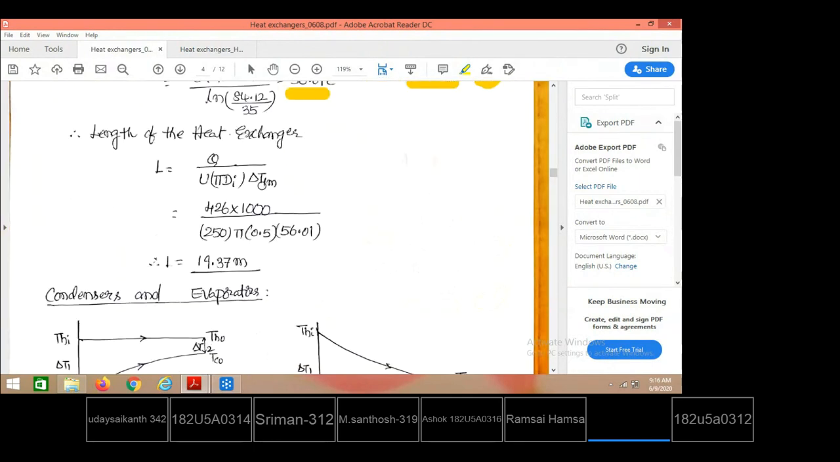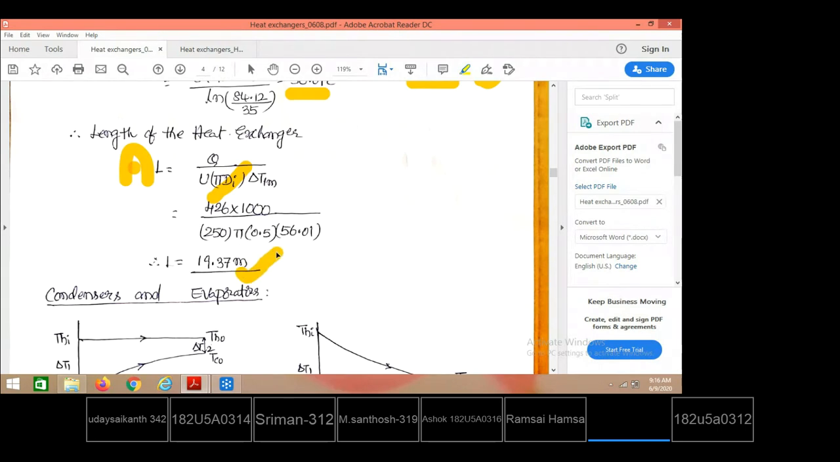What they are asking earlier, in the place of L, what we were using area, when we are using A equal to Q by U into delta T Lm. So here in the place of this, Q by U into delta T Lm. From there we are getting area. So area again is nothing but pi di into L. So straight away L is calculated by keeping pi di also in the denominator.